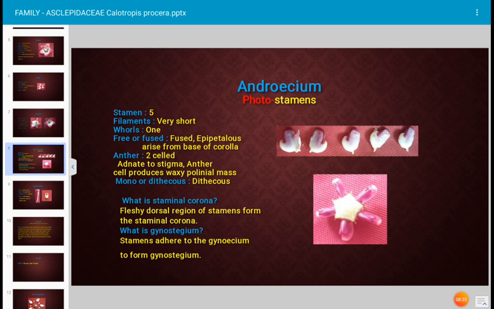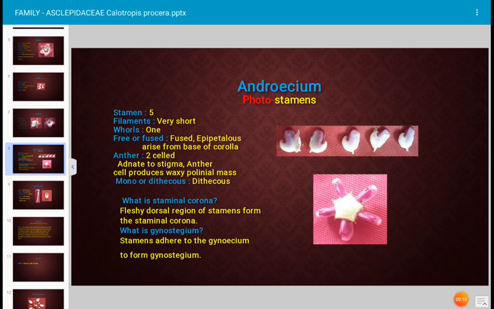This is the androecium. In the photograph, stamens are shown. And how many stamens are present in Calotropis? There are 5 stamens. Stamen means anther and filament together. The filament is very short, and the stamens are arranged in one whorl, that is, the whorl of stamens is 1, and the stamens are attached with petals. Therefore, these are described as epipetalous stamens. And epipetalous stamens arise from the base of the corolla.